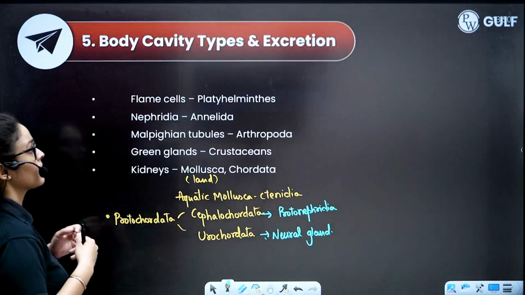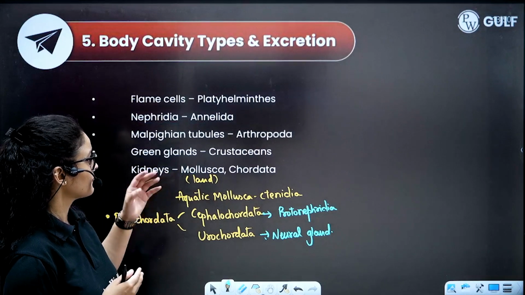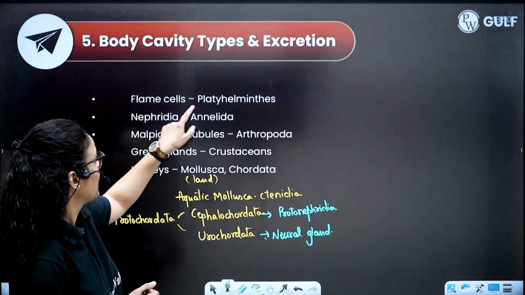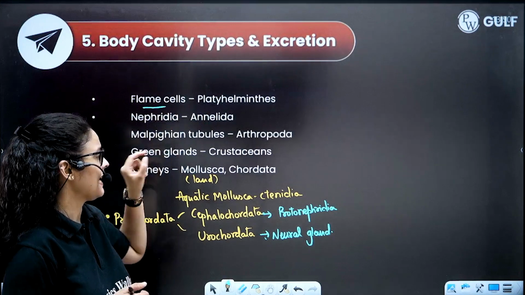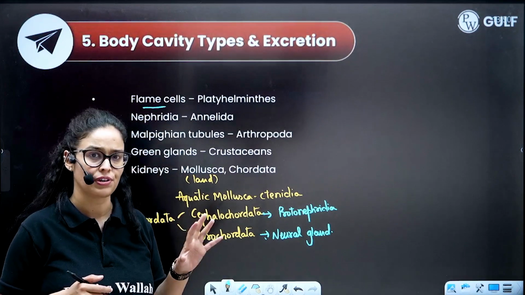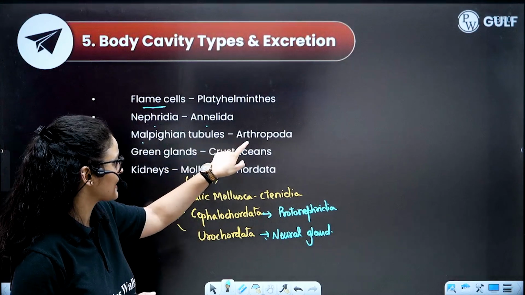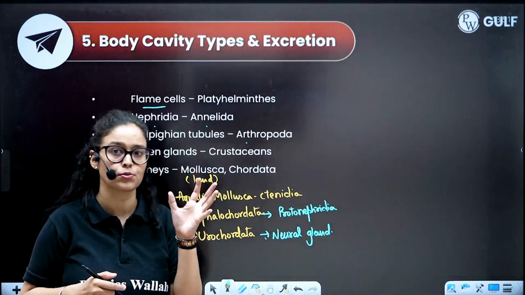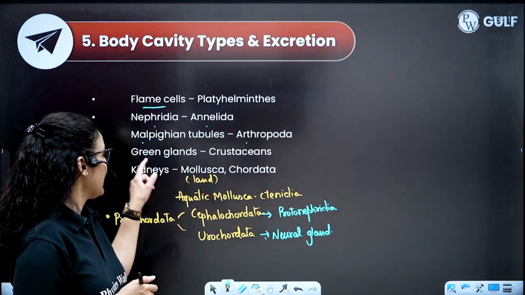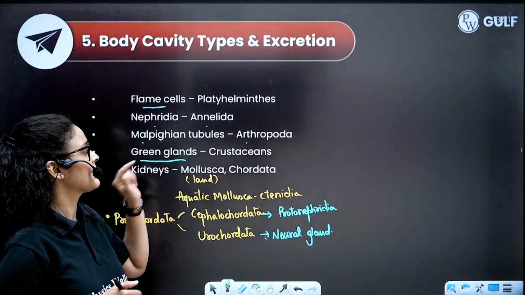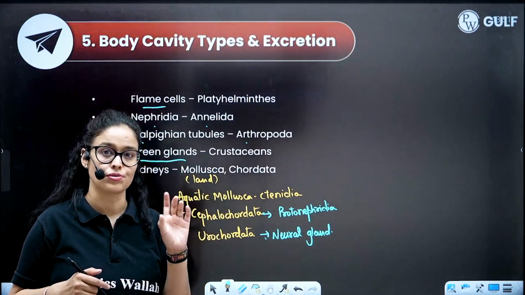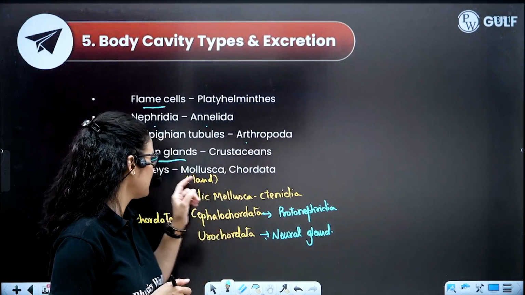Next, when we talk about excretion and the excretory system, Platyhelminthes have flame cells, and the other name of flame cell is protonephridia. Nephridia are seen in Annelida, Malpighian tubules seen in the majority of Arthropoda like cockroach and all, and green gland is seen in the crustaceans, right? So these are also part of Arthropoda.